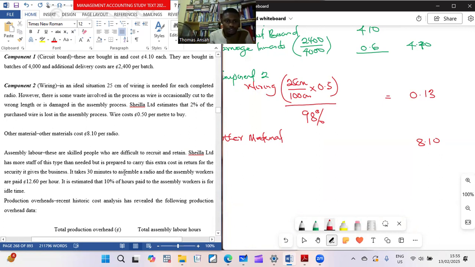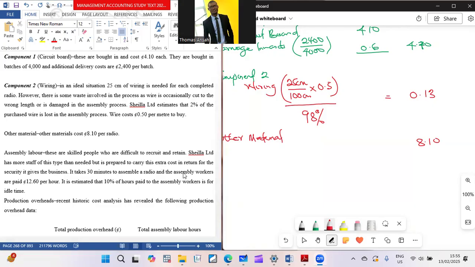It takes 30 minutes to assemble a radio, and the assembly workers are paid 12 points. So it's going to take 30 minutes, but the figure there is 12.6 per hour. Take note of that. And it says that it is estimated that 10% of the hours paid to the assembly workers are for idle time.